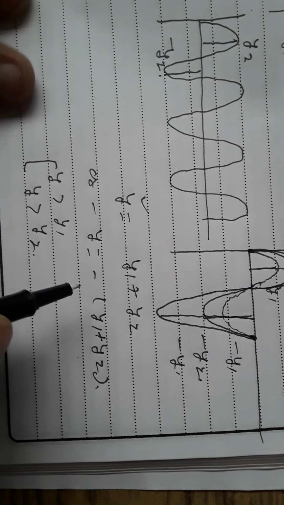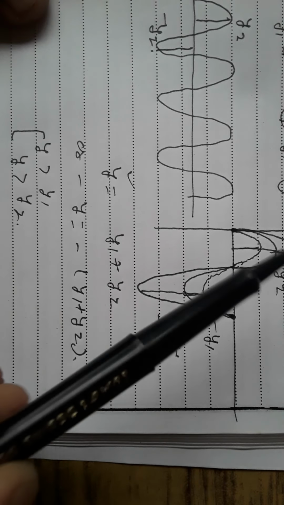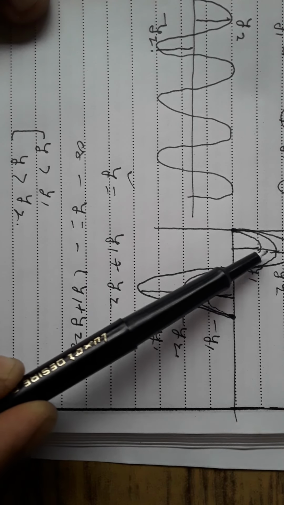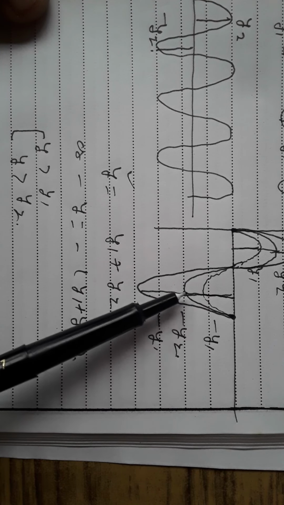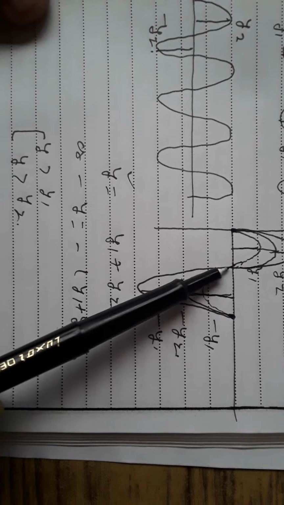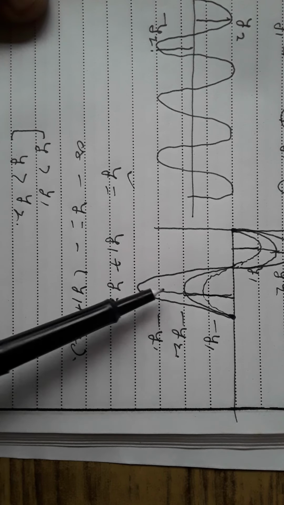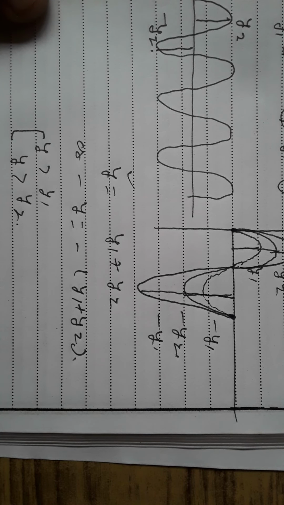In the constructive superposition we can also see that the crest of one wave falls on the crest of the other wave, and the trough of one wave falls on the trough of the other wave. So we can say that constructive superposition will take place.